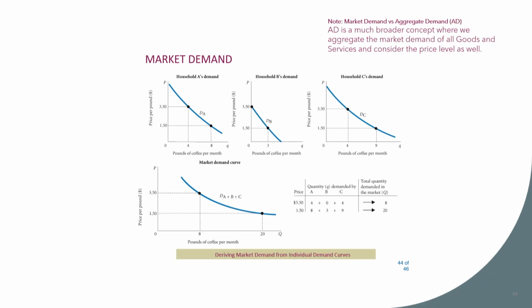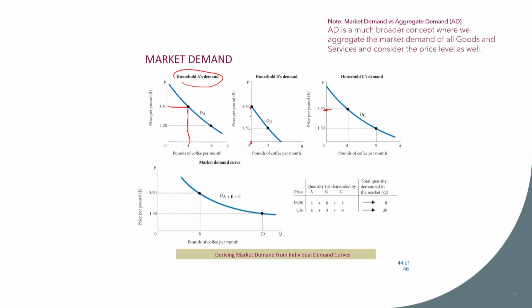And what we discussed so far was individual demand. Individual demand means demand by household A. When the price is 3.5, they demanded 4. Similarly, for this household, when the price is 3.5, they demand 0. And for this household, when the price is 3.5, they demanded 4.